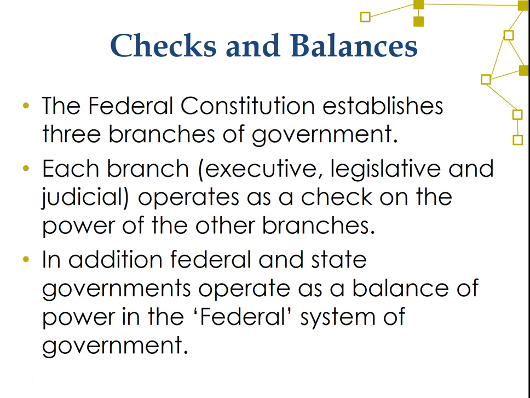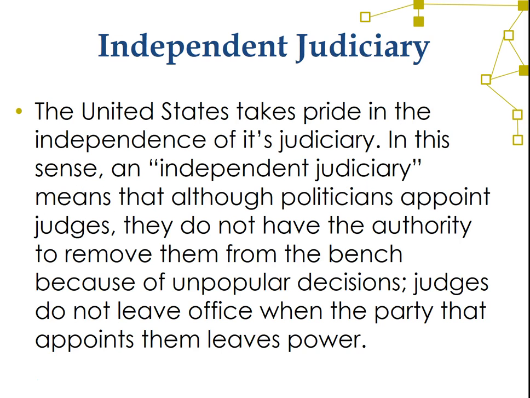So keep in mind, and we're going to try to simplify it, the federal Constitution has established those three branches, the executive, the legislative, and the judicial branch. They each operate as a check and balance on the power of the other ones. And in addition, federal and state governments operate as a balance of power in that federal system of government.